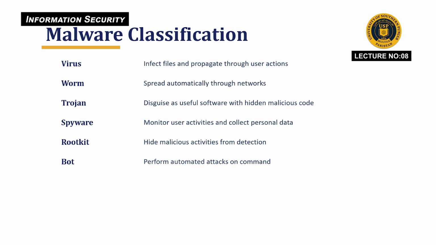There are different types of malware. Viruses infect files and spread through user action. Worms spread automatically through the network. Trojans look like useful software but contain malicious code. Spyware monitors user activities. Rootkits hide malware from detection, and bots perform automated attacks.